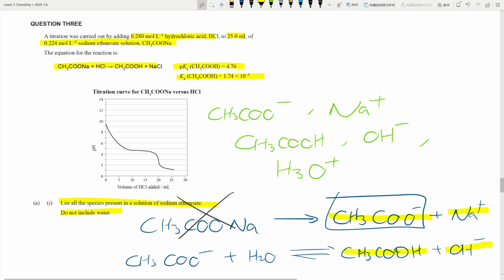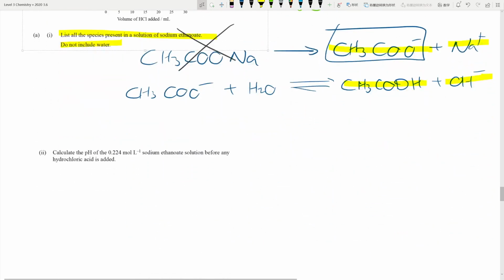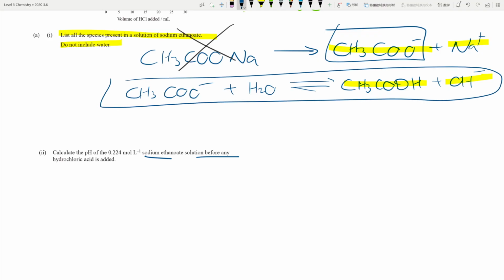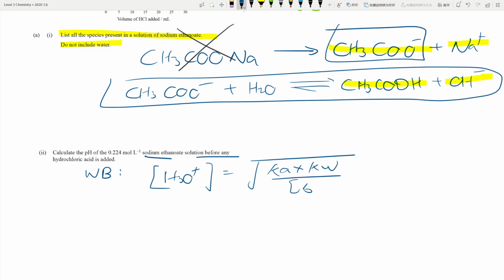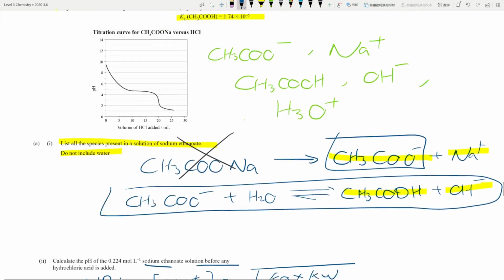Okay, next one, calculate the pH. So this is the first point of interest. This is looking at before any titration has occurred. So you're looking at sodium ethanoate concentration. So you're just doing this part pretty much. This is a weak base calculation. So you just go H3O+ equals Ka times Kw divided by the concentration of the base. Just to substitute Ka, what's Ka again? Let's scroll up.